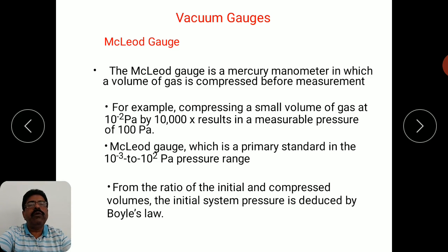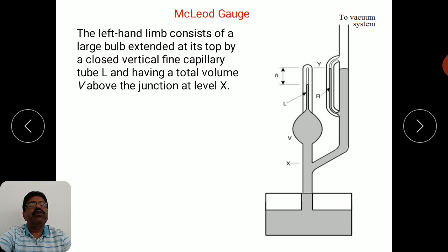So a known volume of gas is compressed by some known factor, and if you know the initial pressure that you have applied here, you can find out the vacuum pressure by applying Boyle's law. So this is the actual device. You can see here the MacLeod gauge.